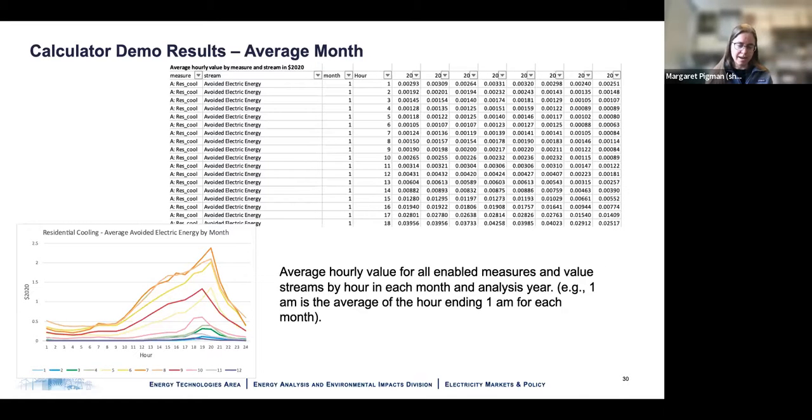This next set of tabular outputs is very similar to the previous one, except that it's more granular. Instead of just looking by year, it also looks by month. So in this case, I've chosen only 1 year, and you can see that the residential cooling is, unsurprisingly, much more valuable during the summer than during the winter. Next slide, please.